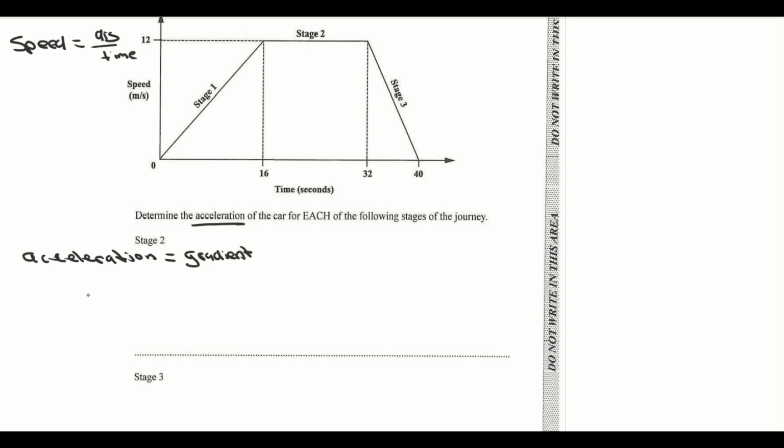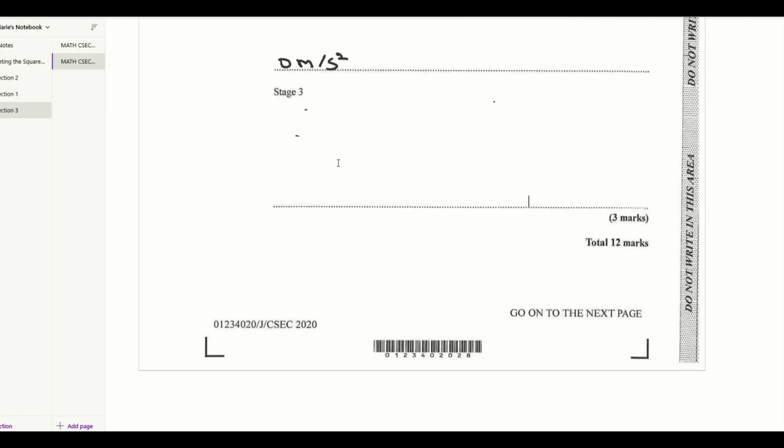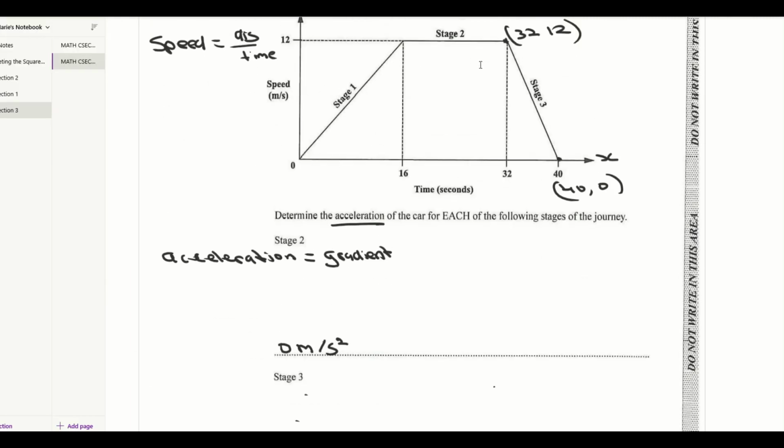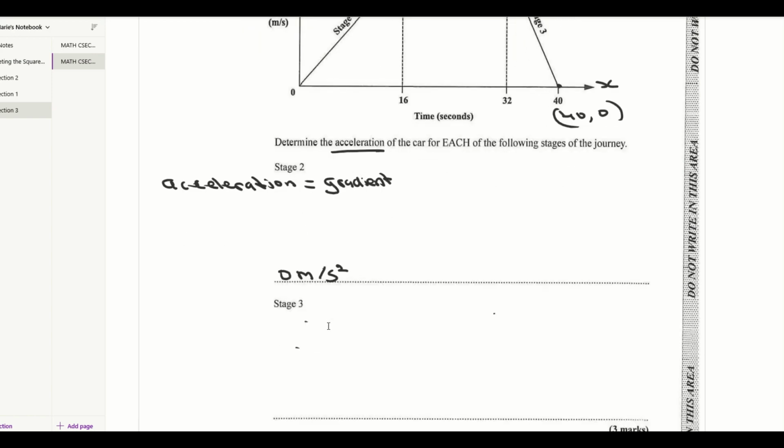Now, there are two ways to find stage 2. You could just say stage 2 acceleration is 0 meters per second squared. We have to find acceleration, and I told you acceleration is your gradient.